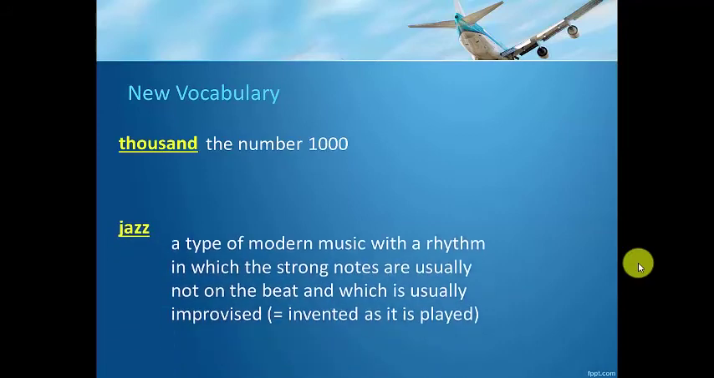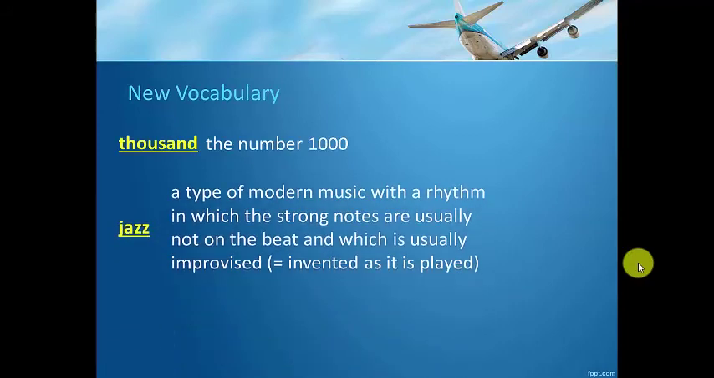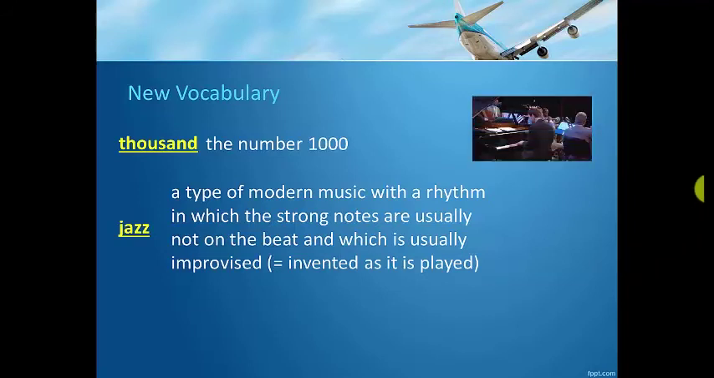We have jazz, and jazz is a type of modern music with a rhythm in which the strong notes are usually not on the beat, and which is usually improvised, invented as it's played. Like this video, let's see it.